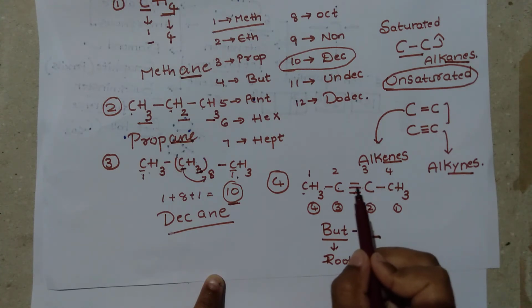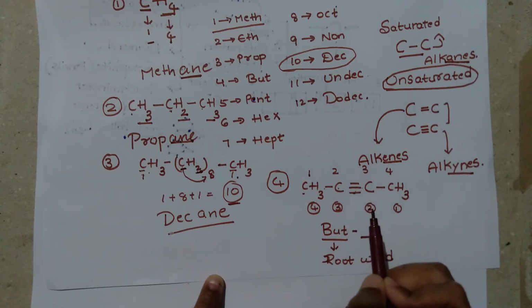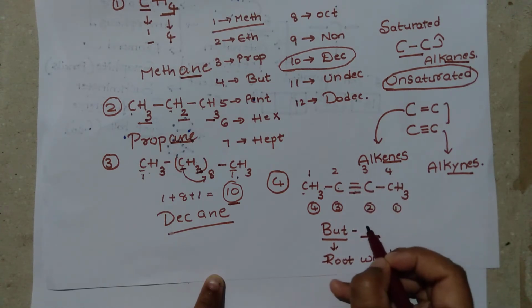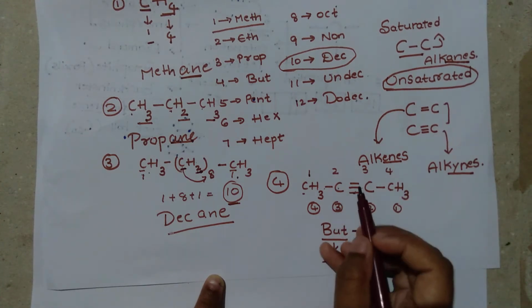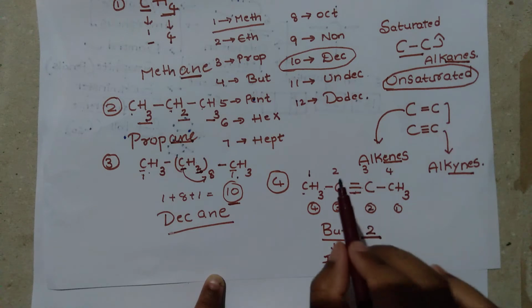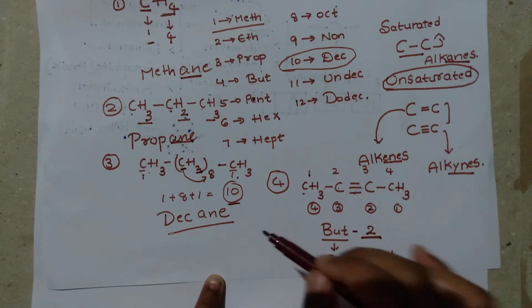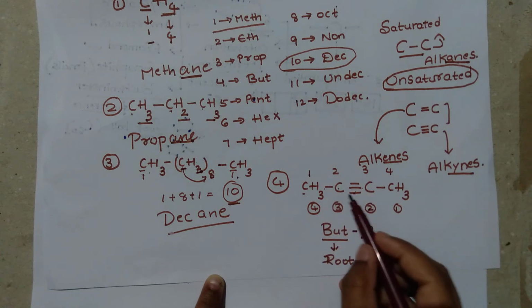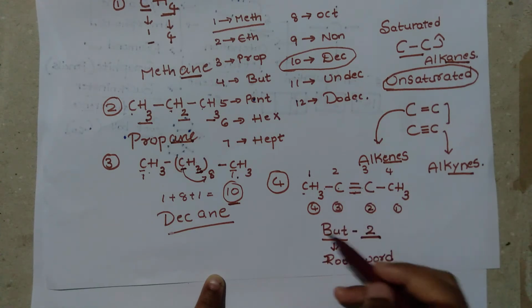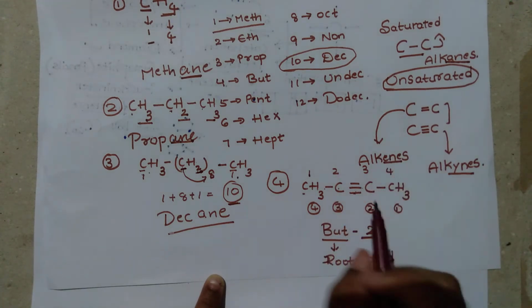1, 2, 3, 4. 4 valence electrons over here. So we have to write 2 here. You may get a doubt: why can't we write 3? But we have to choose the lowest number always. We shouldn't choose the highest number beside the triple bond. Only the lowest number. That is the basic rule.